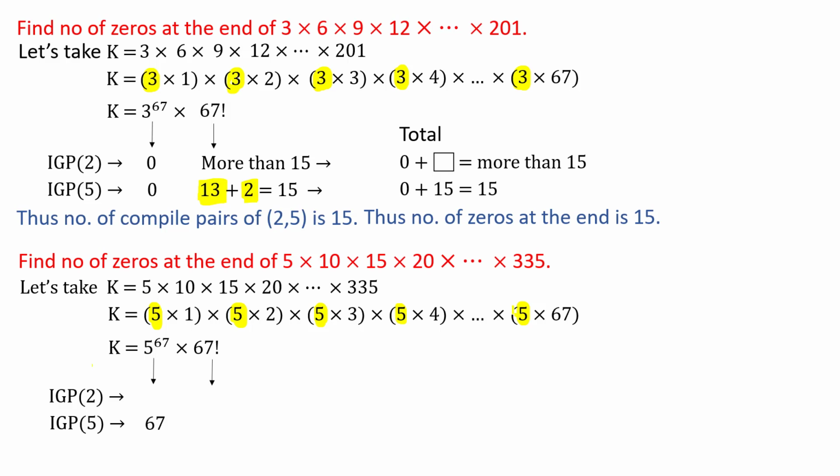Okay, in 5 to the power 67 we can see that the IGP of 5 is 67, because it is 5 to the power 67, so there are 67 fives. So in 5 to the power 67 the IGP of 5 is 67. And in 67 factorial the IGP of 5 is 13 plus 2, that is equal to 15. So overall the IGP of 5 is going to be 67 plus 15, that is equal to 82.